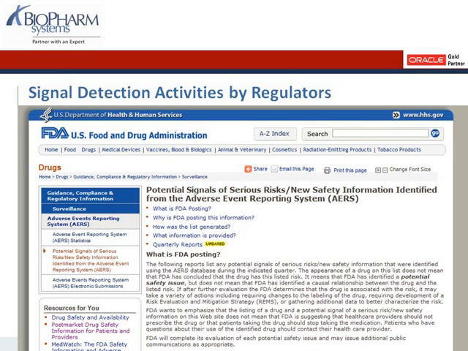First of all, the FDA has a quarterly posting on the web of potential signals, and they tell you they're not taking any regulatory action on the basis of this information, but it does tell you that these are drugs and adverse events that they are focusing on, doing signal detection on, and trying to find out what is going on with this drug and this adverse event.